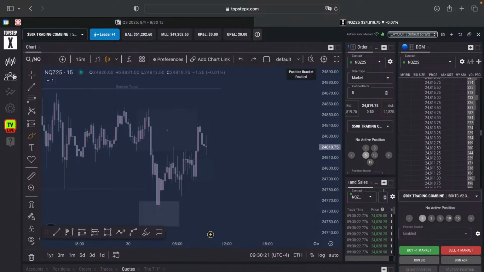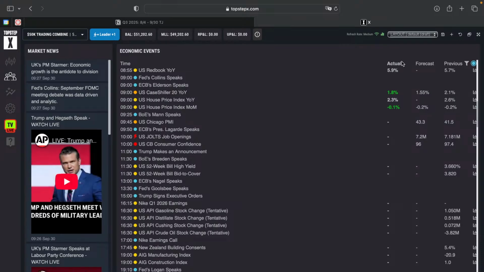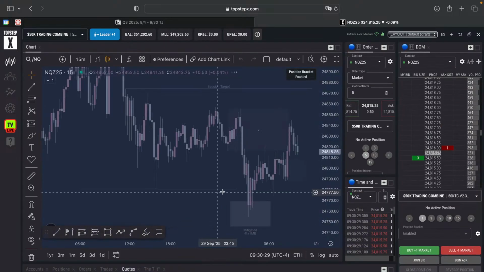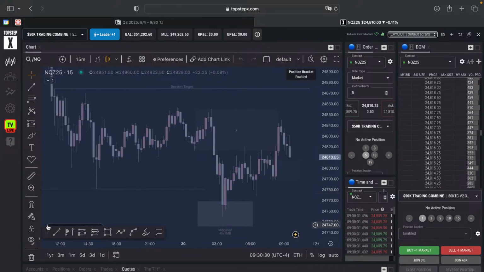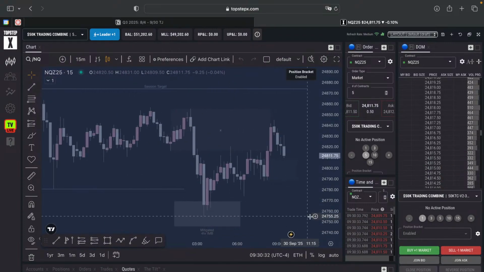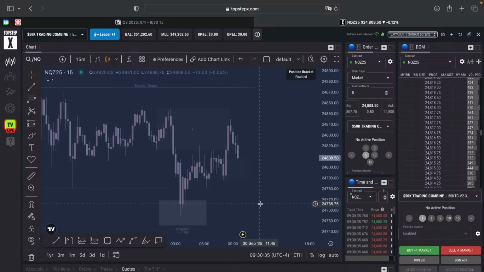Regardless if I max TP today or not, I will not have the combine passed. So our emphasis will be on taking a really good trade.